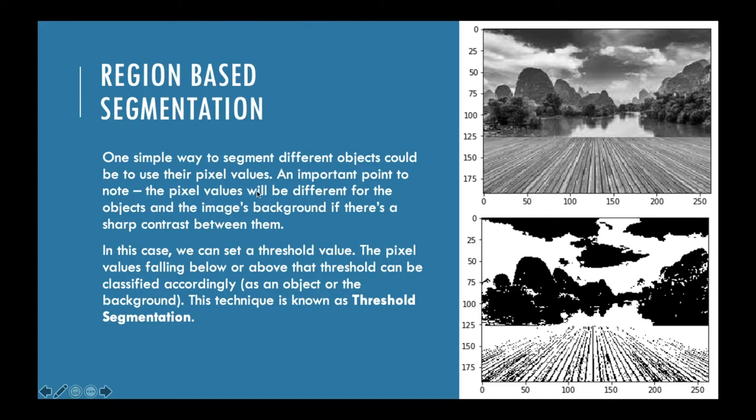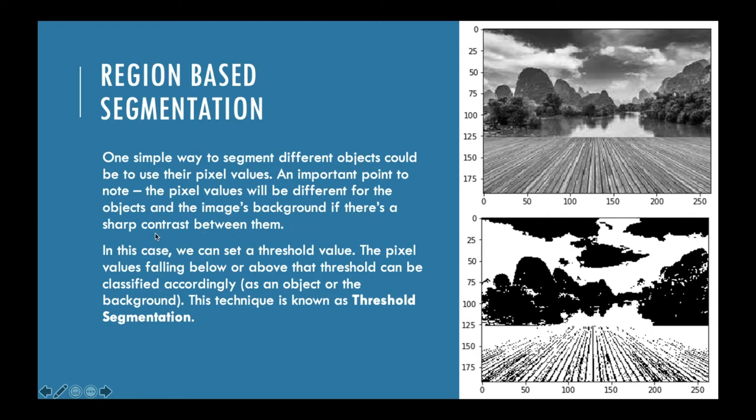Region-based segmentation: one simple way to segment different objects could be to use their pixel values. Because we are working in digital image processing, we can use the pixel values for image segmentation. An important point to note: the pixel values will be different for the object and the image background if there is a sharp contrast between them.